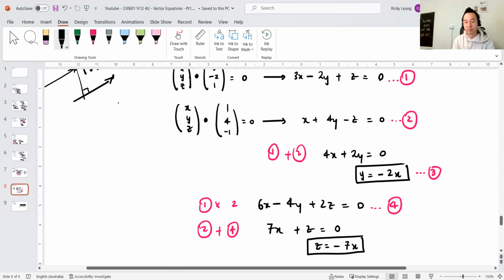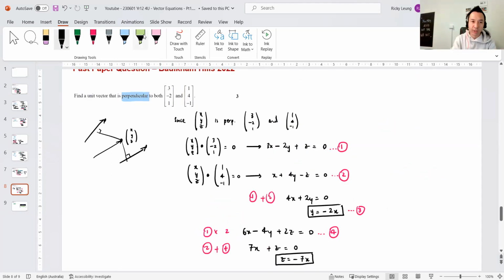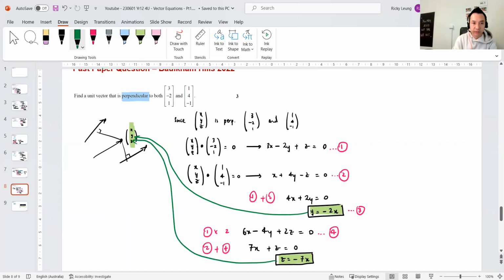Now, why did I do that? Because now that tells me my coordinate that I want. My coordinate was x, y, z. X is x, y is now negative 2x, z is negative 7x. So I'm going to sub both of these into there, right? So therefore, the coordinate would be x, minus 2x, and minus 7x, right?